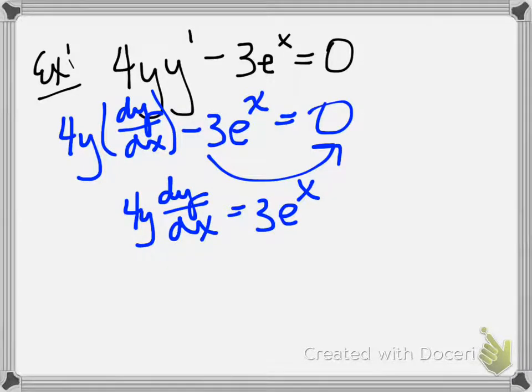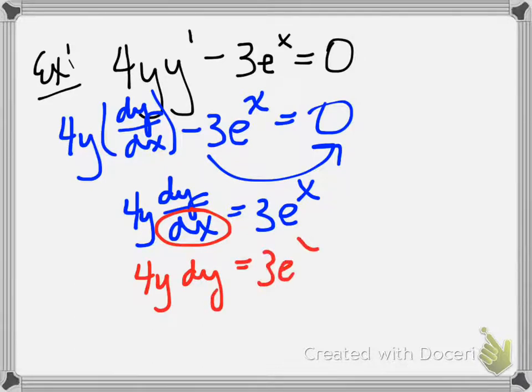Now, remember what I said about dx not needing to be in the denominator. So I am going to multiply that to the other side. So now I have 4y dy equals 3e to the x dx. Now my variables are separated. It doesn't really matter where the 4 ends up, and it doesn't really matter where the 3 ends up because they are coefficients and they're constants. But it's very important that my x and my dx are separated from my y and my dy. Once that's done, now I can integrate both sides.